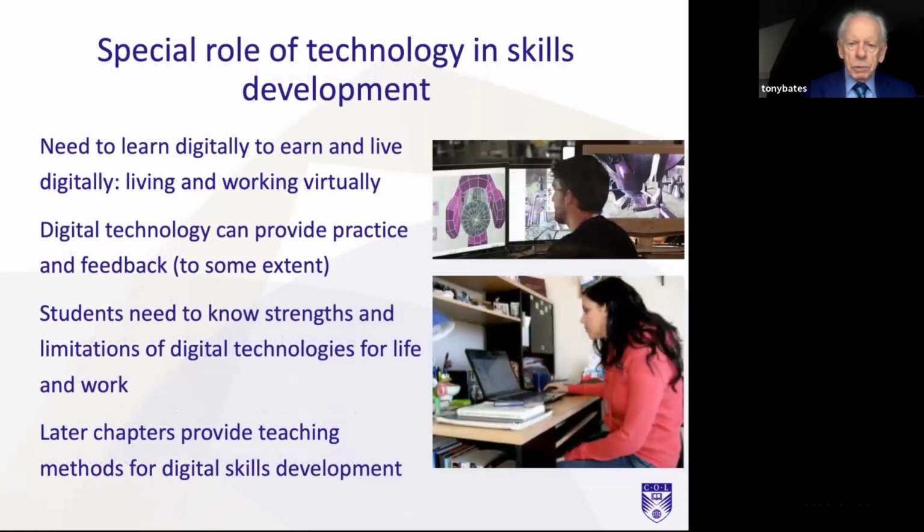Now, there's a special role for technology in skills development. Students need to learn digitally if they're going to earn digitally. They must feel comfortable in the digital world. And so that means living and working virtually, but also knowing what the importance is of face-to-face contact and communication. But digital technology can provide practice and feedback to some extent, but it can't provide that extra level of expertise that you need to be really good at something. So students need to know the strengths and limitations of digital technologies.